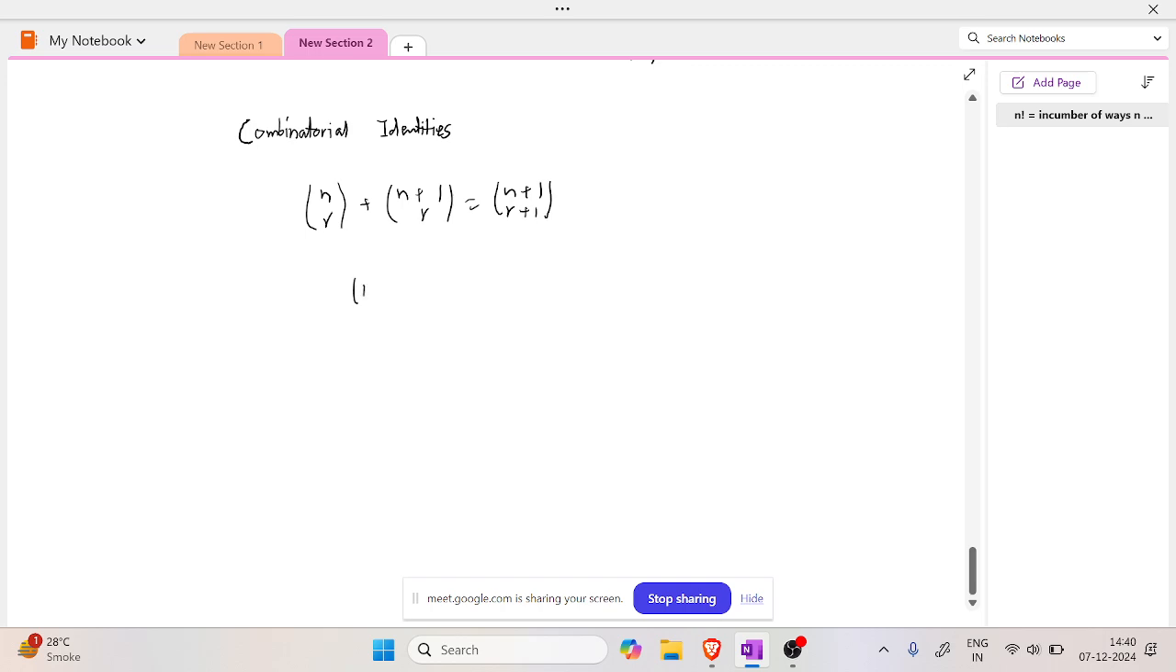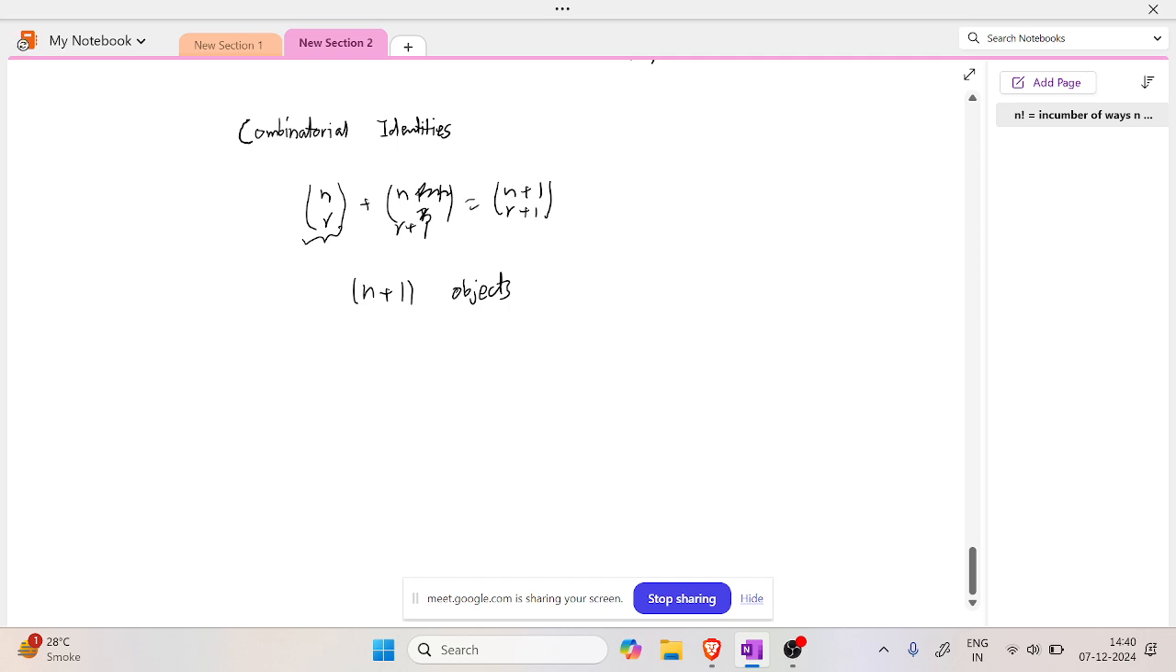So let's think about, out of a set of N plus 1 objects, you are trying to choose R plus 1 objects. So either you can choose the last object or you won't choose the last object. If you do choose the last object, then basically you take NCR with, because now there are n objects remaining to choose. Oh wait, I think I wrote something wrong here. Sorry, I wrote something wrong here. NCR plus NCR plus 1 is equal to N plus 1 CR plus 1.